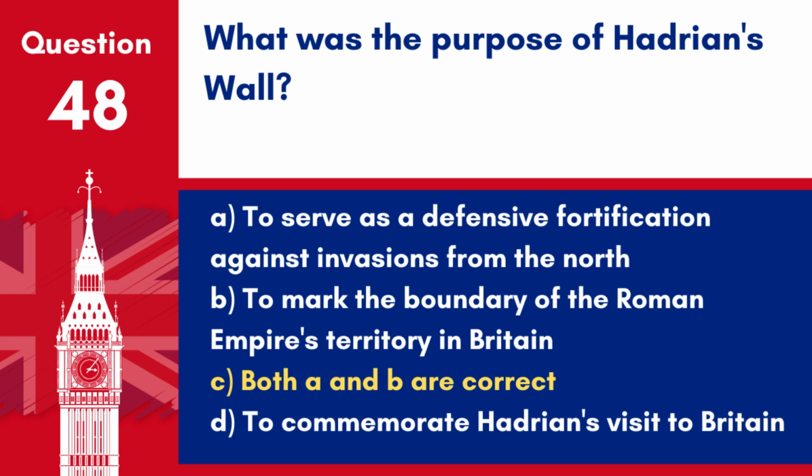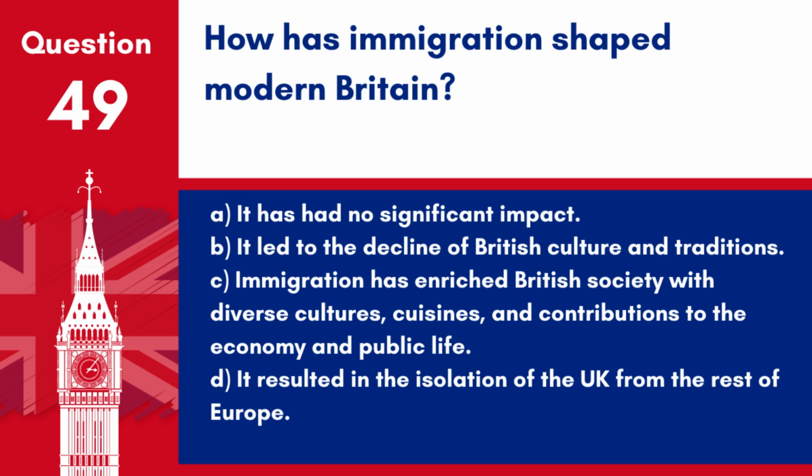Answer. C. Both A and B are correct. Hadrian's Wall was built by the Romans to defend against northern tribes and to mark the northern limit of their empire in Britain.